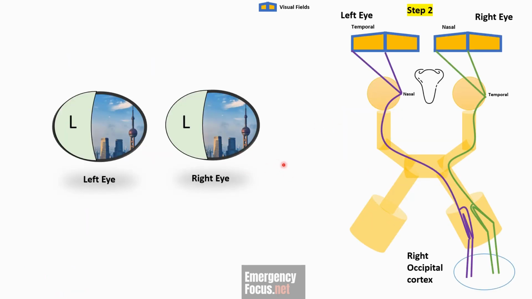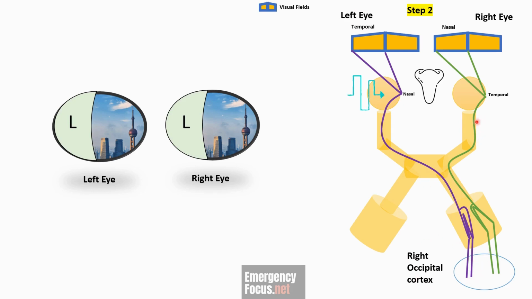So, what do we have here? As we said before, let's talk about now the right side of the visual pathway, okay? So, we are considering the nasal fibers of the left eye that will give information from the temporal visual field of the left eye, and it will cross over in the chiasm, go all the way into the occipital cortex.